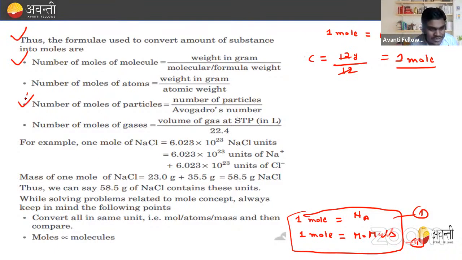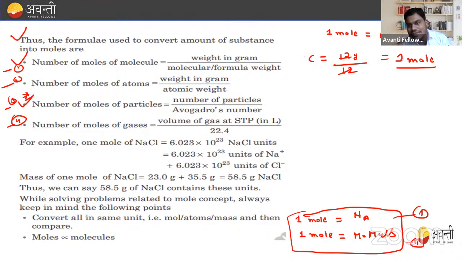Similarly, number of moles of particles is equal to number of particles divided by the Avogadro number. This one is very, very important. And the next one is the number of moles of gases. How will you calculate the number of moles of gases? That is the volume of gas at STP, in liter, divided by 22.4. So just remember these four formulas, very, very important, for calculating the amount of substance using mole, right?